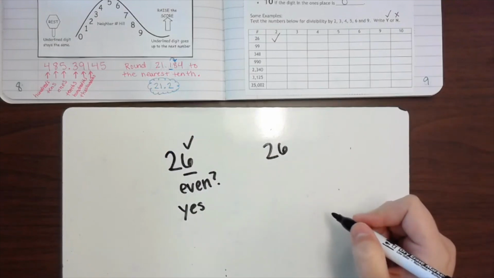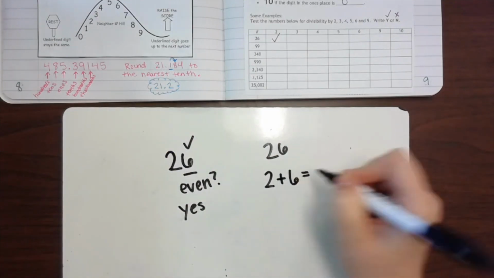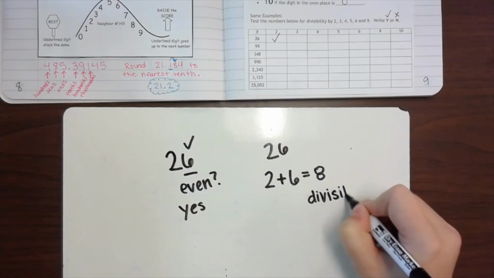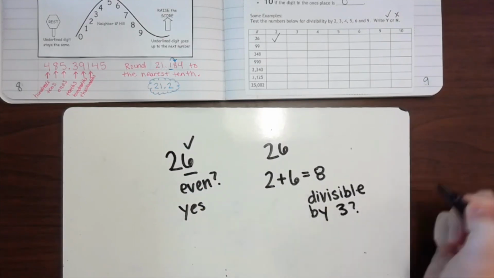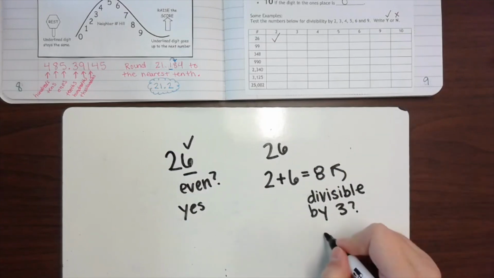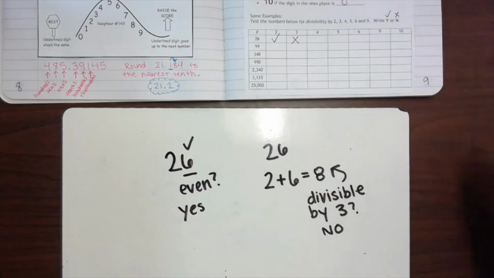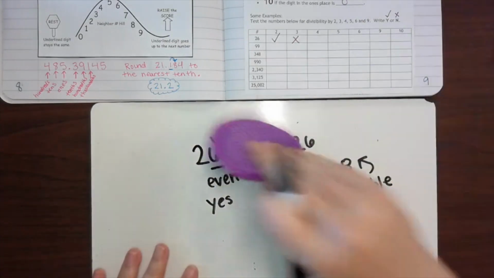Next, let's check if it's divisible by 3. First, we need to add each digit. 26 has a 2 and a 6. We'll add 2 plus 6 to get the number 8. Is 8 divisible by 3? 3 cannot go into 8 evenly, so 26 is not divisible by 3. I'll mark this with an X.